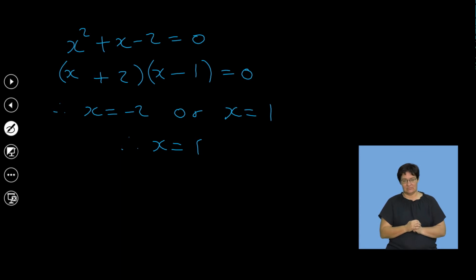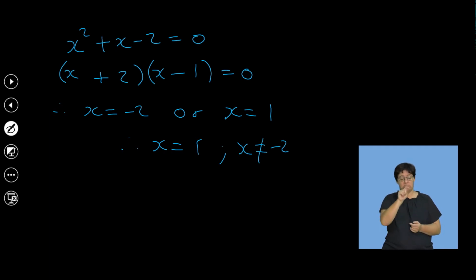Some people even go as far as saying, comma, x is not equal to negative 2. It's really a choice. You can say that it is just equal to 1 and say it is not equal to negative 2, or you can just leave it as x is equal to 1, or leave it as just x is not equal to negative 2, meaning it is the other one, right?